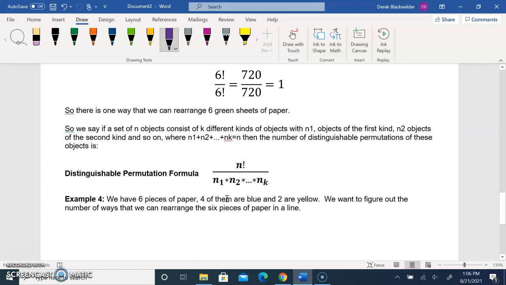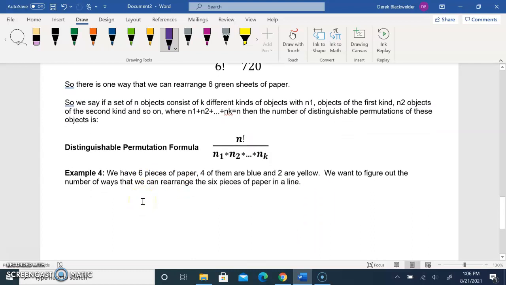So the way that we do this for this example is we have 6 pieces of paper, 4 of them are blue, 2 of them are yellow. We want to figure out the number of ways I can rearrange those. So I could go blue, blue, blue, blue, yellow, yellow, or I could go blue, yellow, blue, yellow, blue, blue, and we want to count up all those ways.